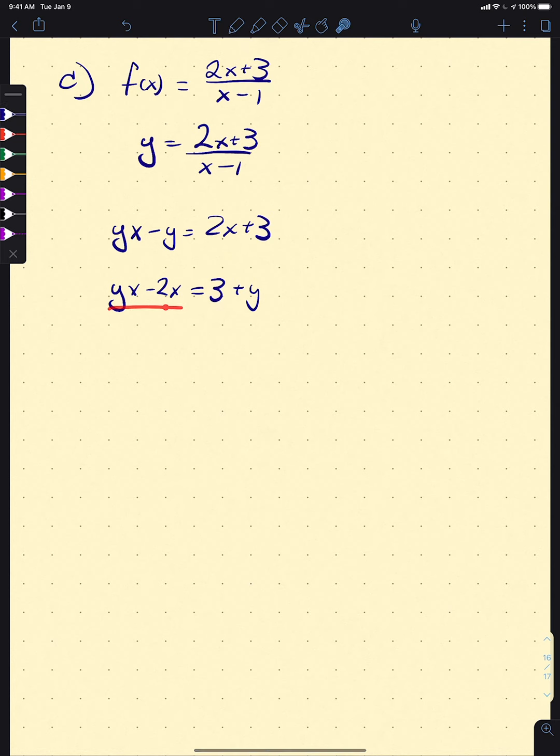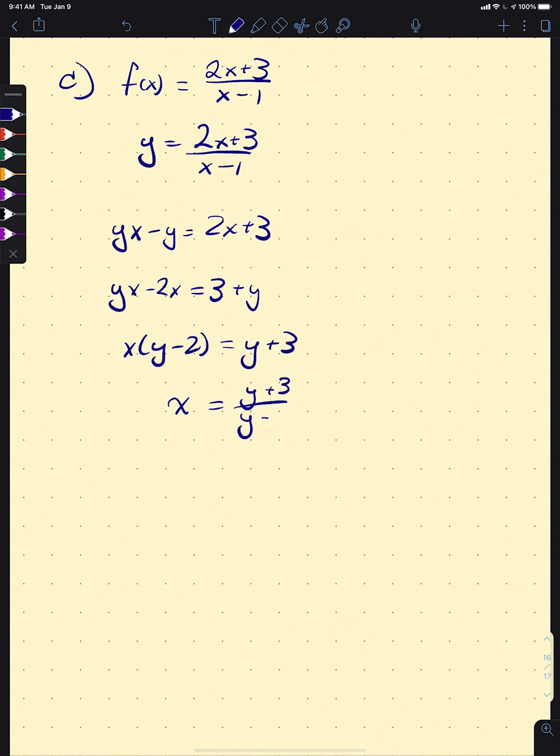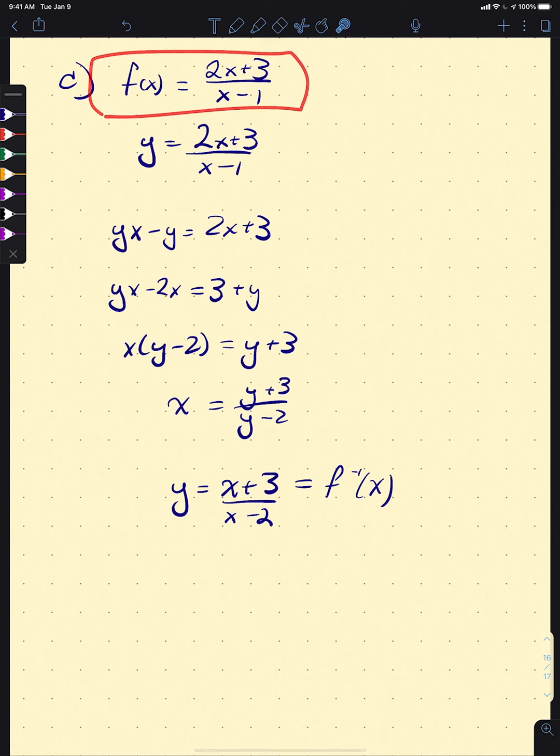I can factor an x out of this side, and that's going to give me x times (y minus 2) equals y plus 3. Now if I divide both sides by y minus 2, then I'll get x by its lonesome. We'll get x is y plus 3 over y minus 2. Switching our x's and y's, we see that y is x plus 3 over x minus 2, which is indeed, as we call this f, the inverse function of this guy up here.